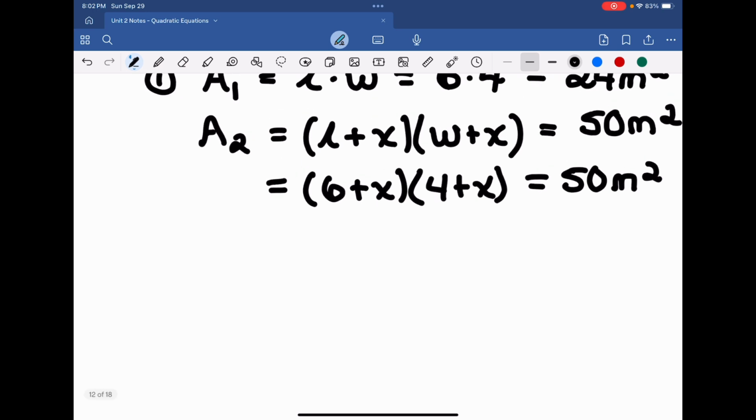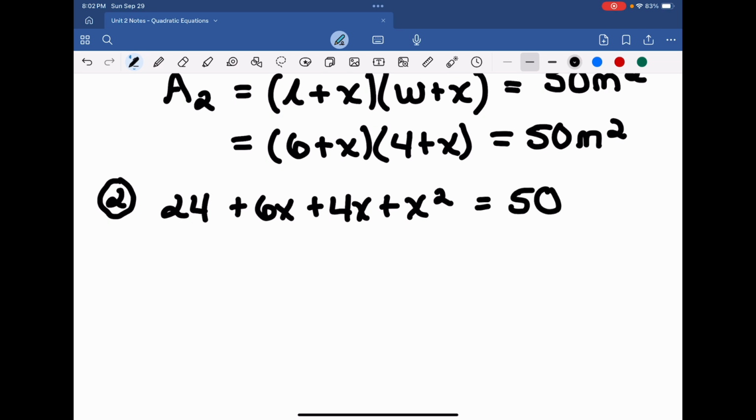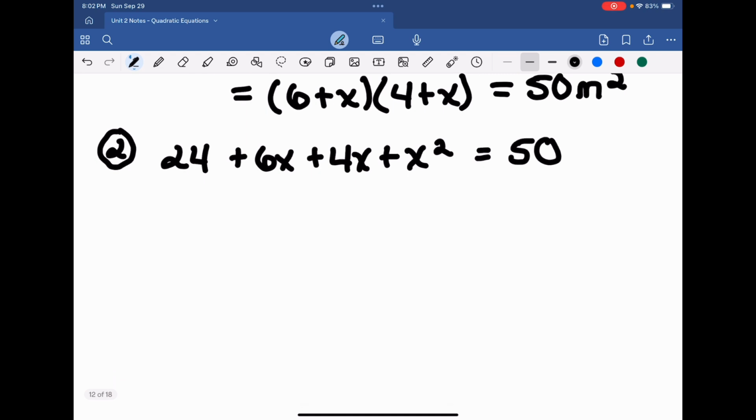When we continue this down, and I'm going to make this actually step number 2, is us actually starting the algebraic process here. 6 times 4 is equal to 24. We then go 6 times x is plus 6x, 4 times x is plus 4x, and then x times x is x squared. This was all equal to the 50 that was on the other side, which is the area that we are looking for of this new rectangle.